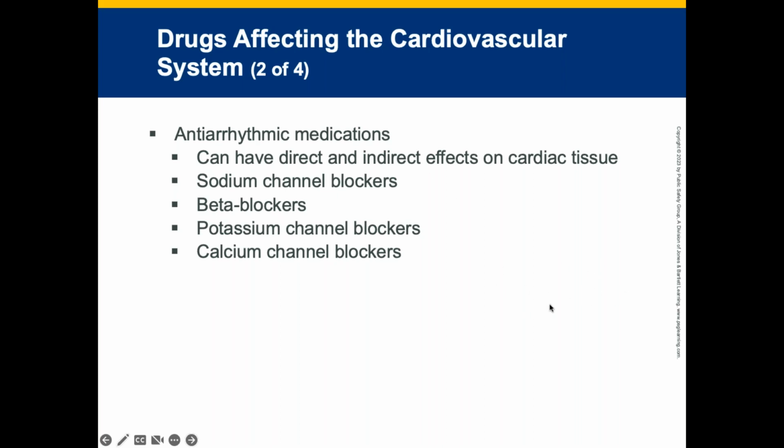Potassium channel blockers increase the heart's contractility, which is a positive inotropic effect, and calcium channel blockers decrease the force of contraction and automaticity and decrease conduction velocity, utilizing a negative dromotropic effect.